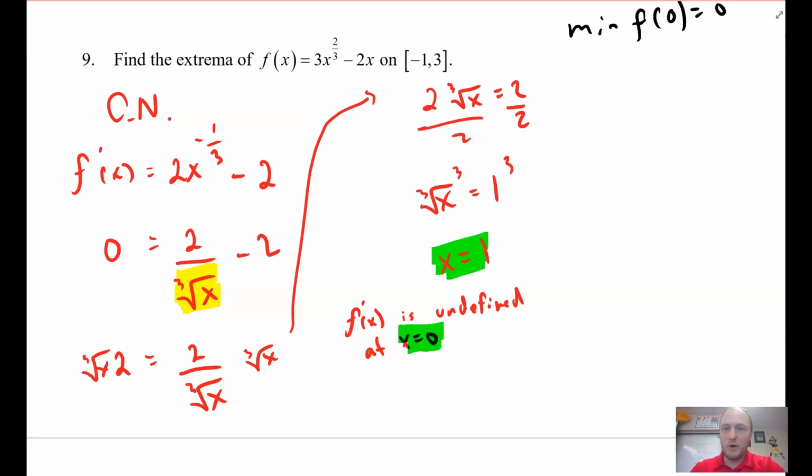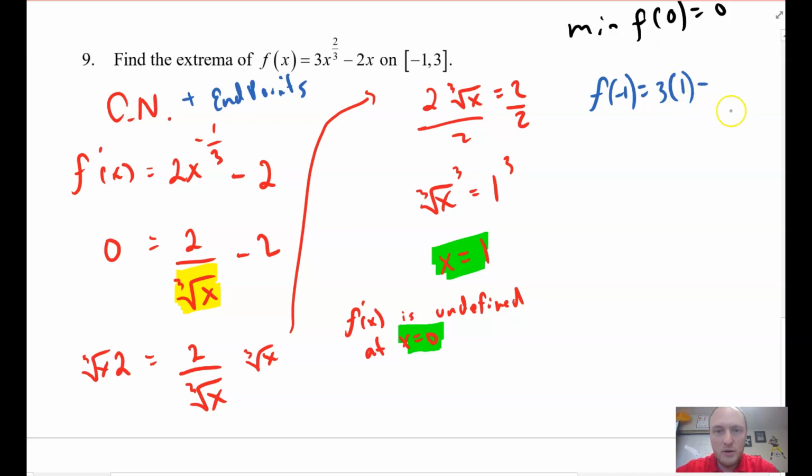And of course, what I want to do is I want to determine the extrema. So I'm going to plug these values in along with the endpoints. So critical numbers and endpoints. Okay, so I'll kind of color code for you. So here, f of -1, I'll plug in -1, and what we get is 3 times -1 squared is 1. Take the cubic root of that, that's still 1. Minus 2 times -1, so that's plus 2, and we get 5.